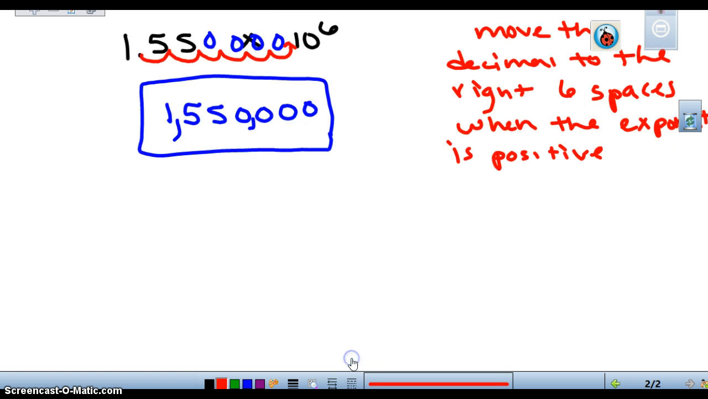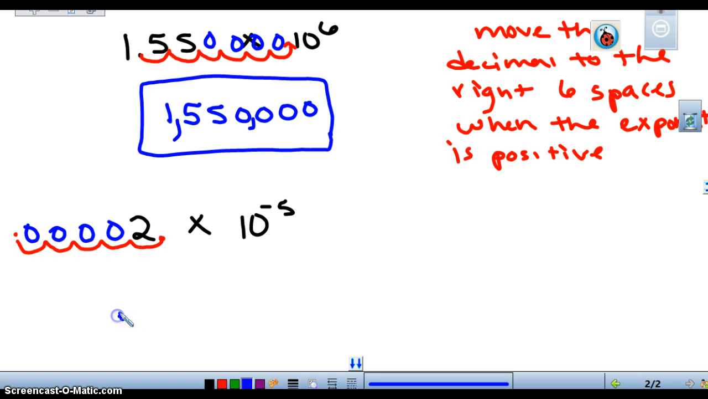So let's say we have 2 times 10 to the negative 5th power. What do you think we're going to do here? Move to the left. So where's our decimal in it? After 2, I'm going to move to the left. How many spaces? 5. 1, 2, 3, 4, and 5. What do I put in these spaces? 0. So 0.00002.